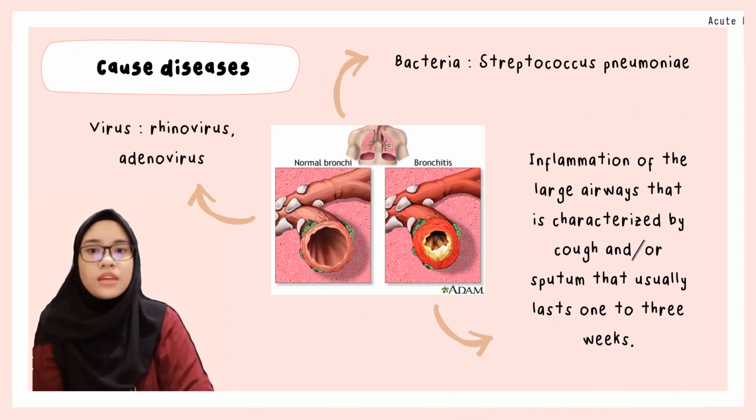First, acute bronchitis. Acute bronchitis is an inflammation of the large airways that is characterized by cough, and it usually lasts about 1 to 3 weeks. The type of bacteria that can cause acute bronchitis is Streptococcus pneumoniae, and for the virus is rhinovirus or adenovirus.